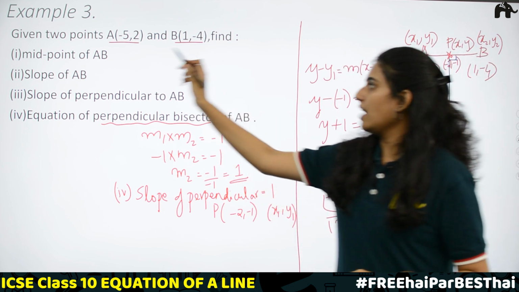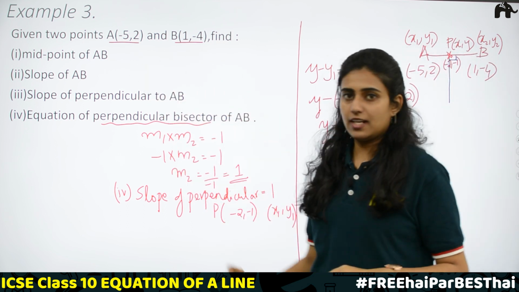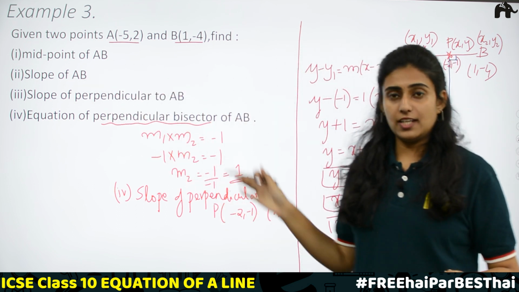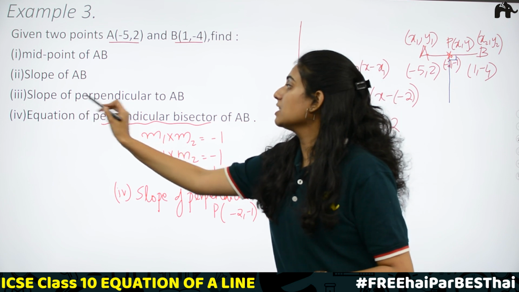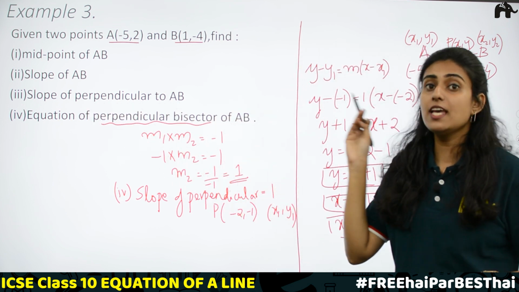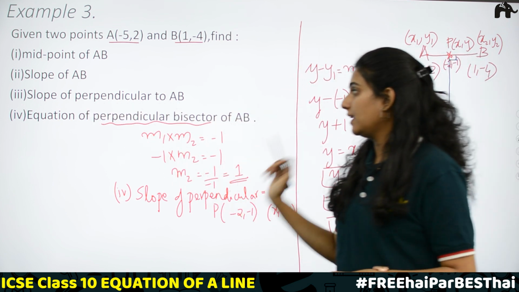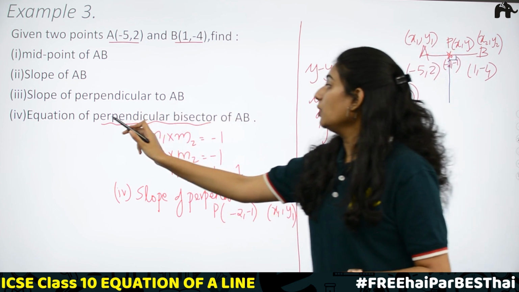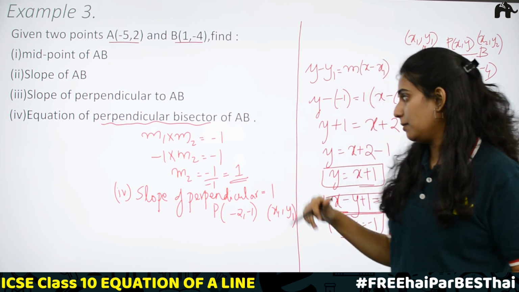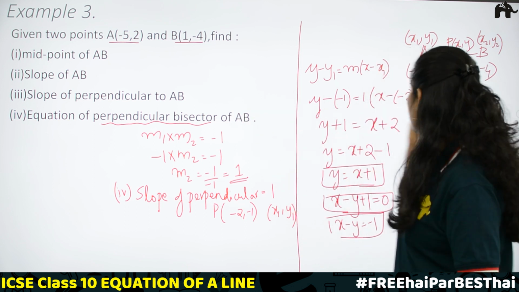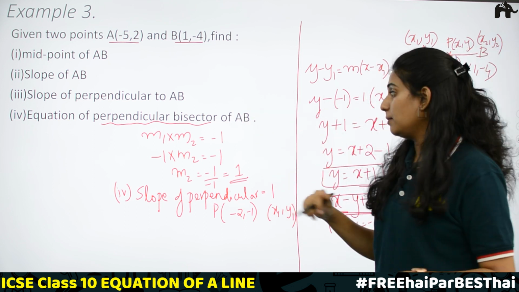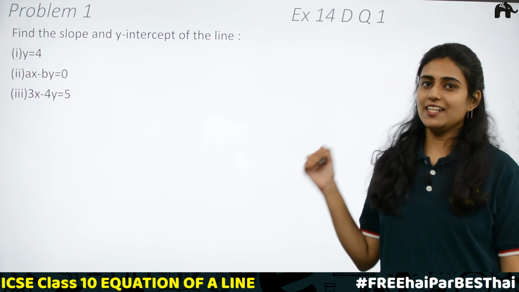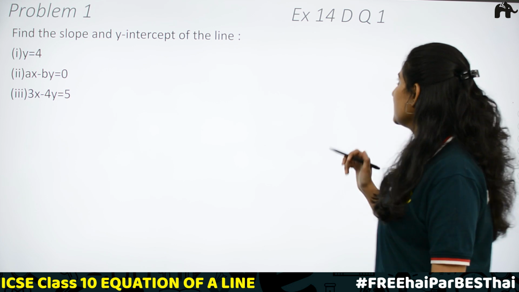Clear? First we have determined the midpoint using the midpoint theorem. Then we have determined the slope of AB with the coordinates given. Then we have determined the slope of the perpendicular to AB using m1 into m2 is equal to minus 1. After which, having found the slope, we have determined the equation of the perpendicular bisector of AB, when the point P, which is the midpoint of AB, is known, and the slope is determined. Clear? Let us now practice more problems from exercise 14D.